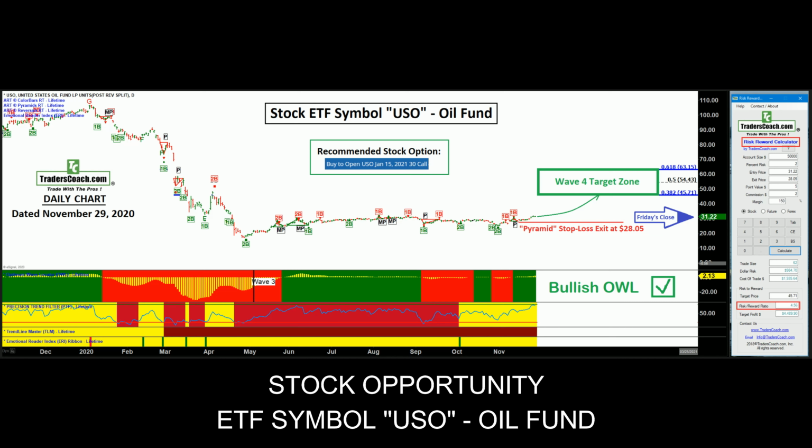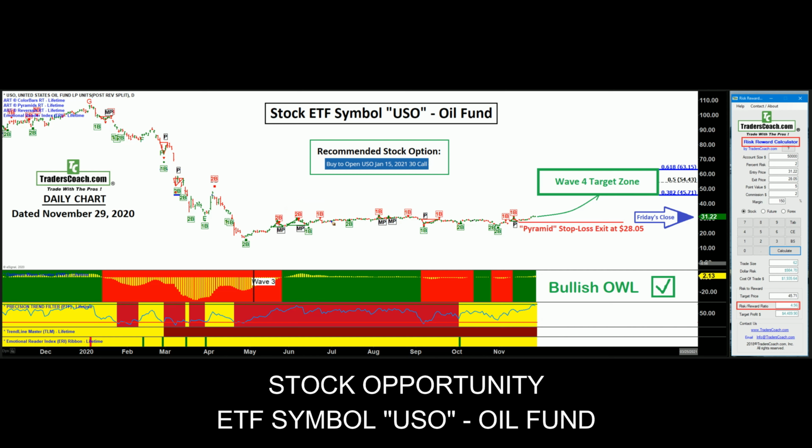All right, so this is the stock ETF symbol USO for the oil fund. We're really excited about this one because oil has come down so much in a very quick time period. And then it based for a long time. Look at the basing here. And now we've got a pyramid trading point to the upside along with a bullish OWL. And that was really important. The PTF is no longer red as well. So we felt this was a good time now to take advantage of it.